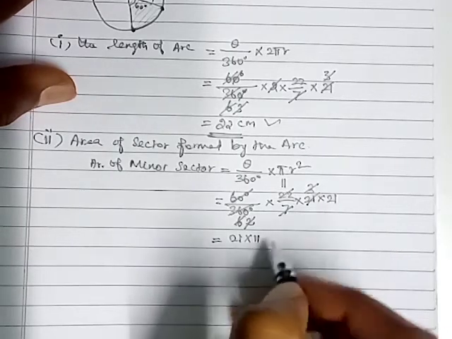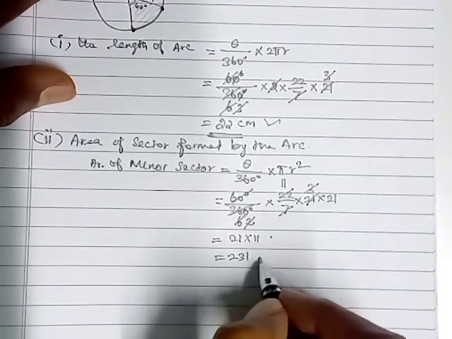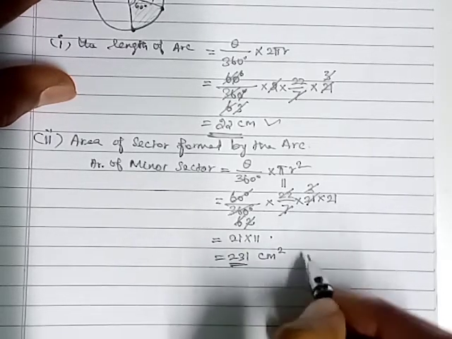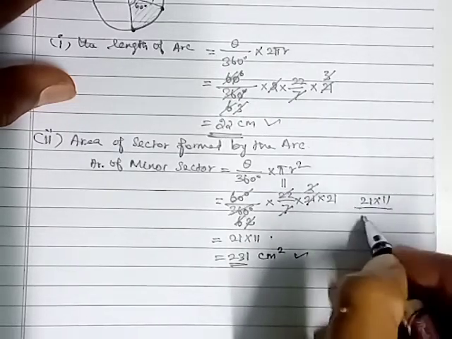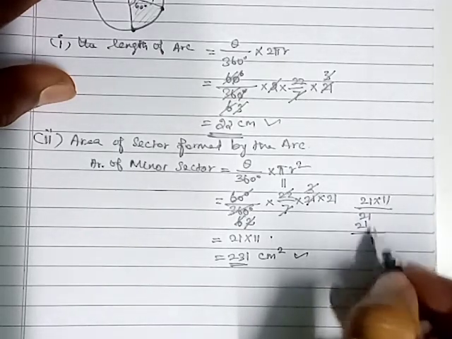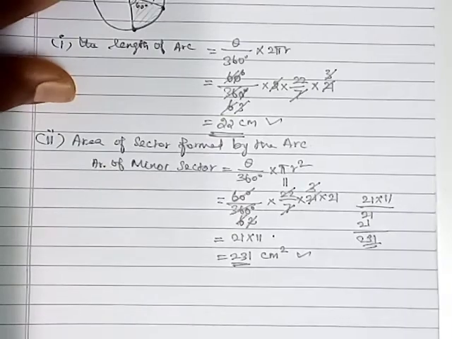So this will be equal to 231 centimeter squared. This is area, right? This also we found out. 21 into 11, that is 21, 210 plus 21, 231. So 231 centimeter square.